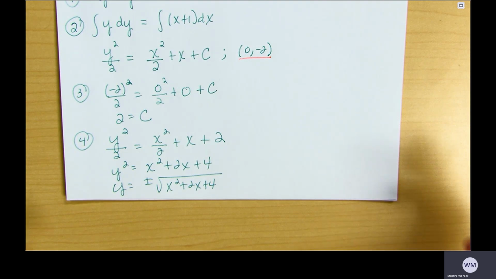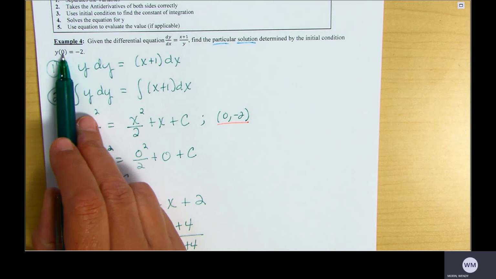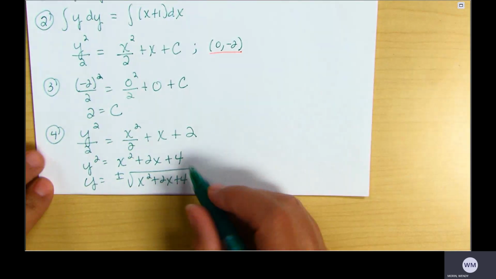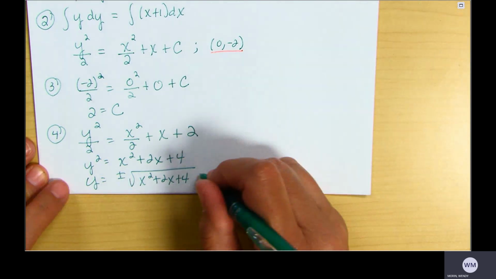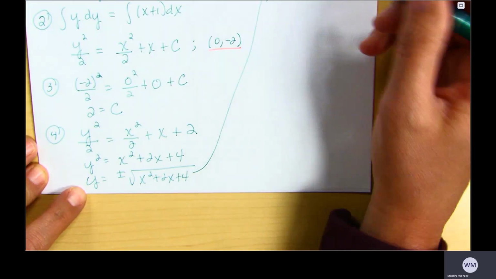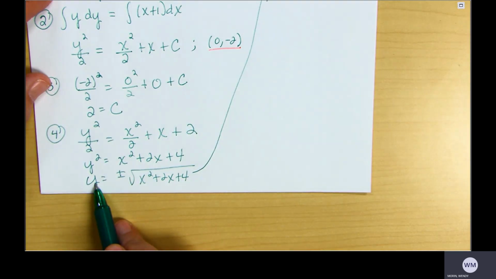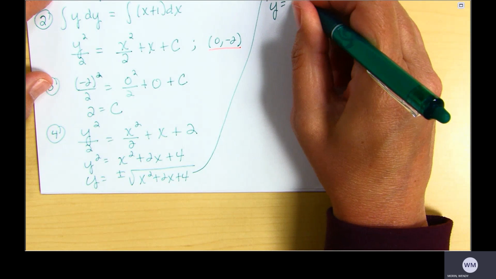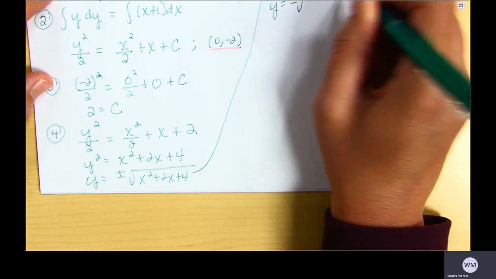Okay, so again, remember that your solution has to work. So we have to see which one, as I was saying before, which one is it, the plus or the minus? So I'm going to go back up here. And when I plug 0 in for my x, do I get the plus or do I get the minus?